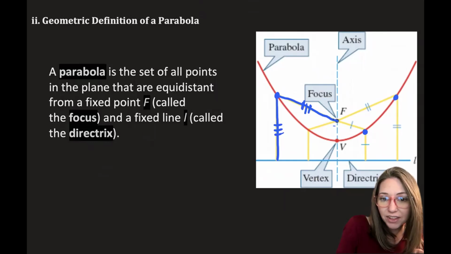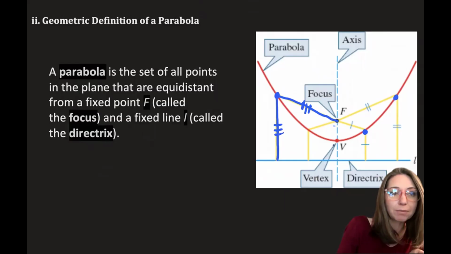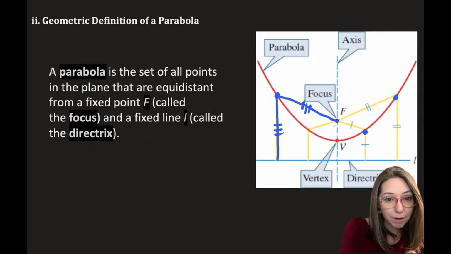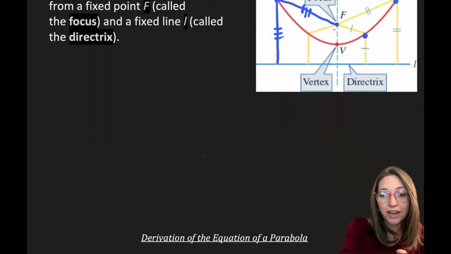Specifically, the distance from the focus to the vertex, the V vertex of the parabola, is equal to the distance from the vertex down to the directrix, which has a special name we'll talk about in just a moment. The focus we're calling F, and the line, a little lowercase l, we call the directrix. So let's look at the geometric equation for a parabola.